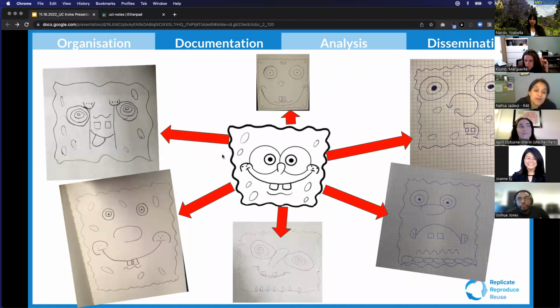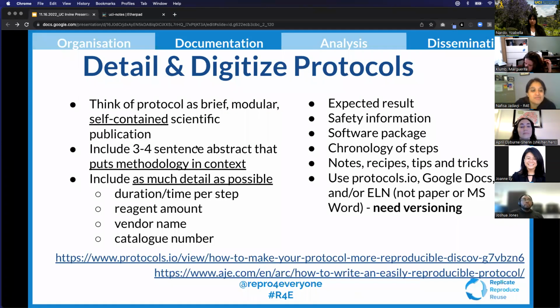And if you want to digitize your protocols, these are some tips that we have. Next slide. For thinking of how to digitize your protocol if you're leaving your lab, moving on to a new project, or just archiving material in your lab, think of the protocol as a self-contained publication. Include a couple of sentences about the context of the protocol and the methodology, and then include as much detail as possible: the time for each step, the reagent amount, vendor name, catalog number.